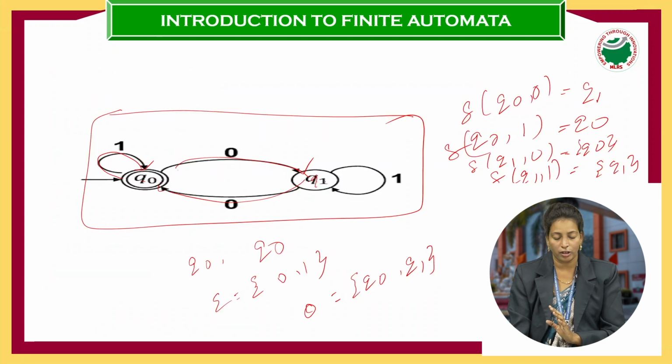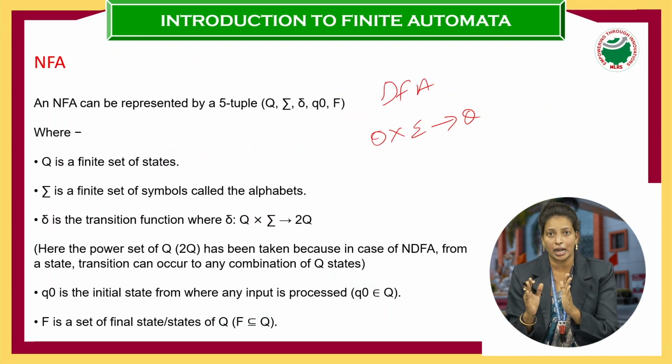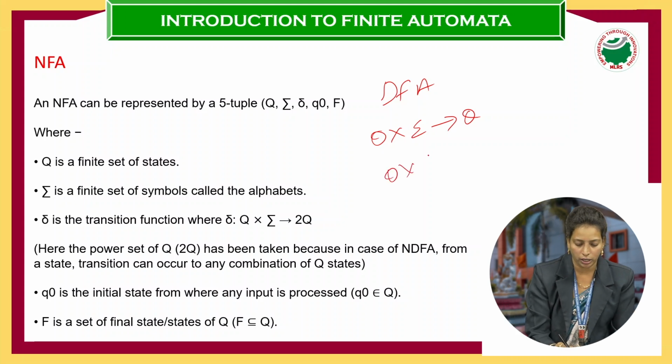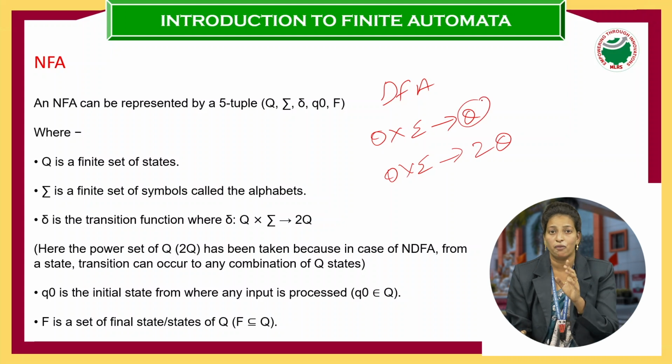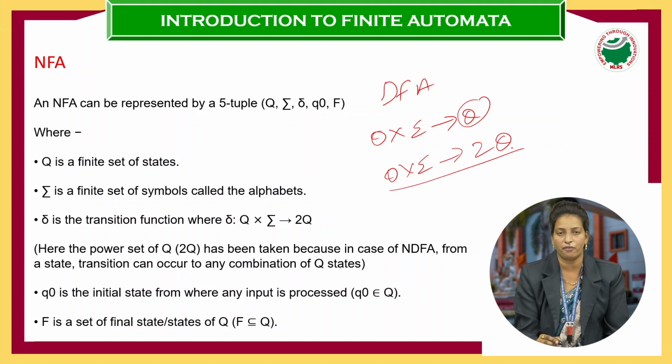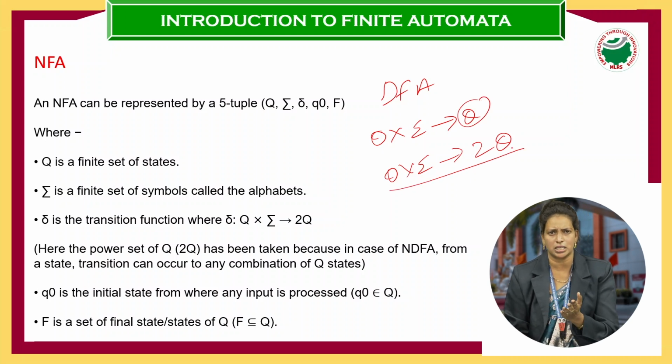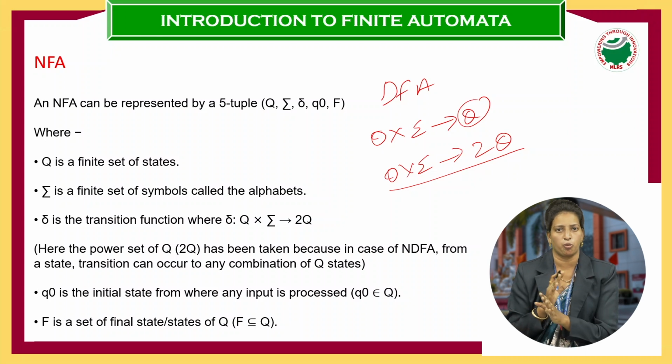But in case of NFA, it contains multiple transitions. That means Q into sigma tends to 2 to the power Q. Here in DFA, Q means only one transition. NFA and NDFA are both the same. Non-deterministic finite automata contains multiple transitions. Both are 5-tuple representations, right?